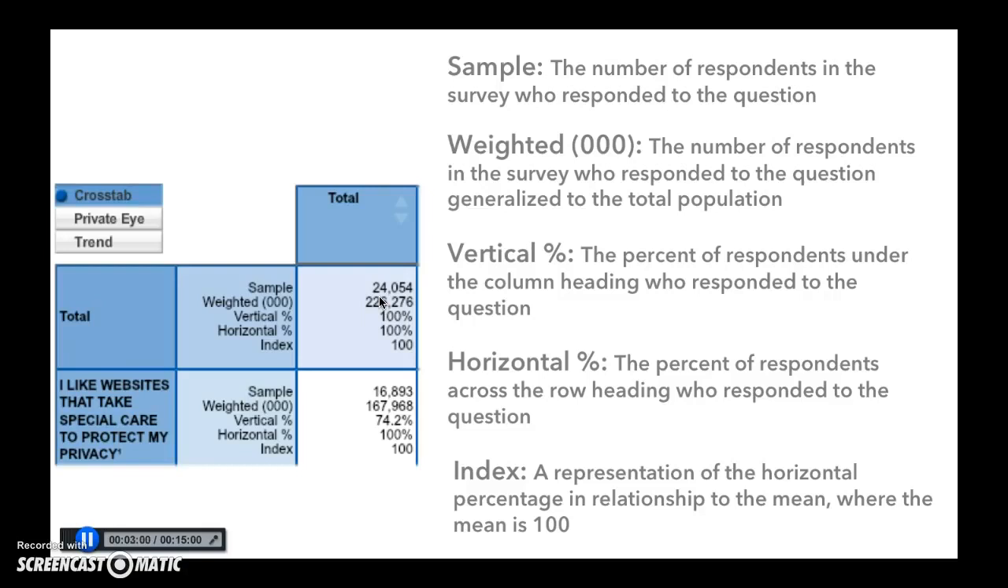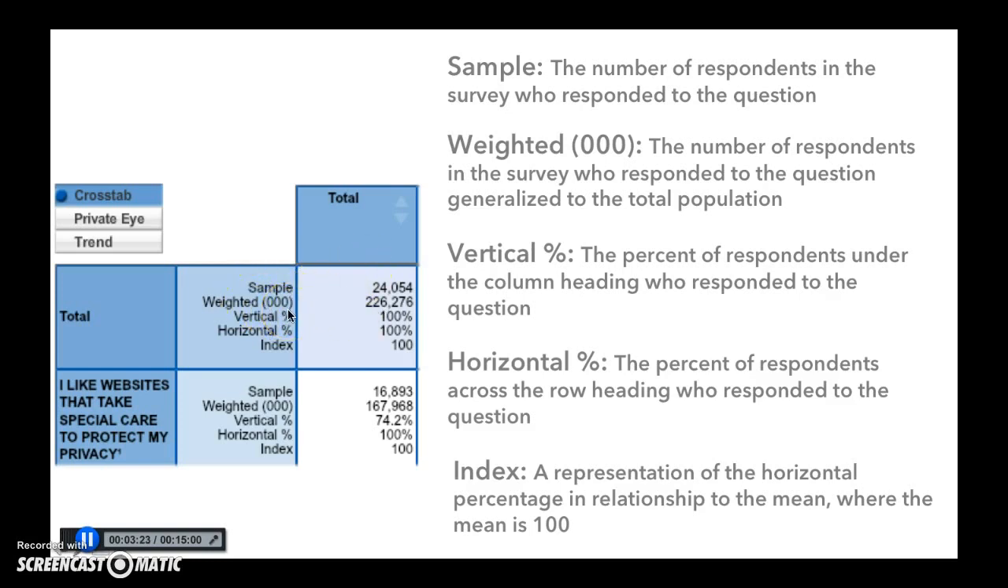These people are carefully selected to be representative of the total U.S. population. In doing so, we are able to generalize from these 24,054 respondents to the total U.S. population, which is represented here as 226,276,000 people.